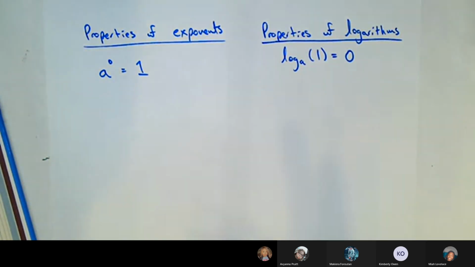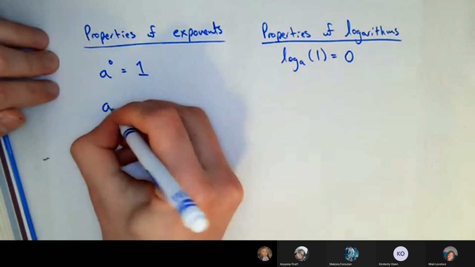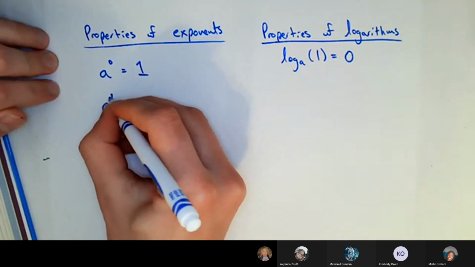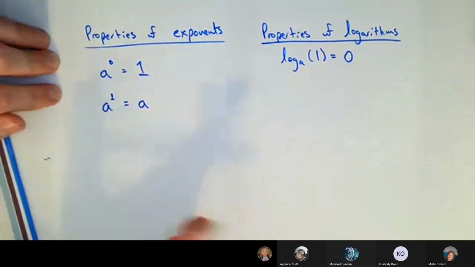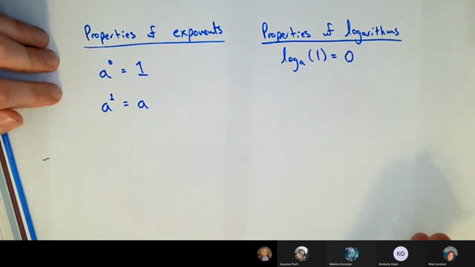That's for any appropriate A, right? Like a positive A that's not 1. So the same restrictions on A that we had for exponential functions. What about A raised to the 1st power? Well, that's just itself, right? That's the rule for exponents. You raise something to the 1st power, it doesn't change the number.